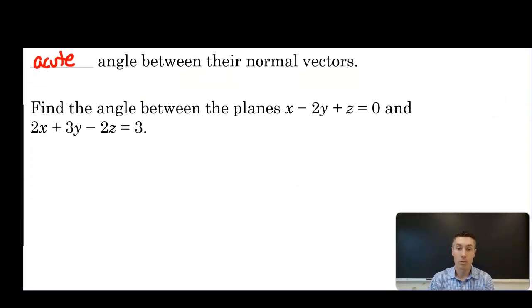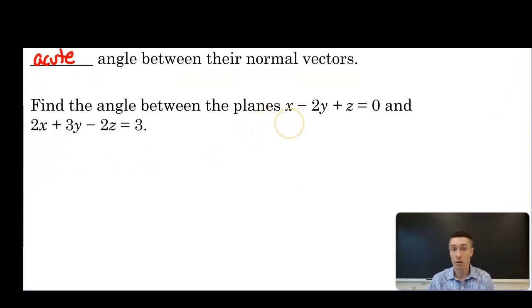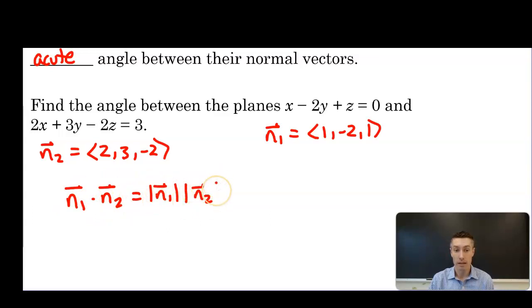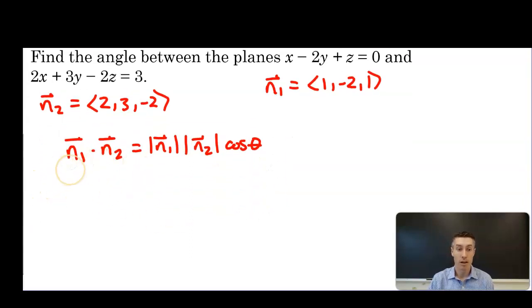Okay, so find the angle between the planes. So that's really just the angle between their normal vectors. So the first normal vector is 1, negative 2, 1. The second normal vector is 2, 3, negative 2. And to find the angle between vectors, that's dot product. So n1 dotted with n2 equals magnitude of n1, magnitude of n2, cosine of theta, theta being that angle we are looking for. So dot product is 2 minus 6 minus 2.